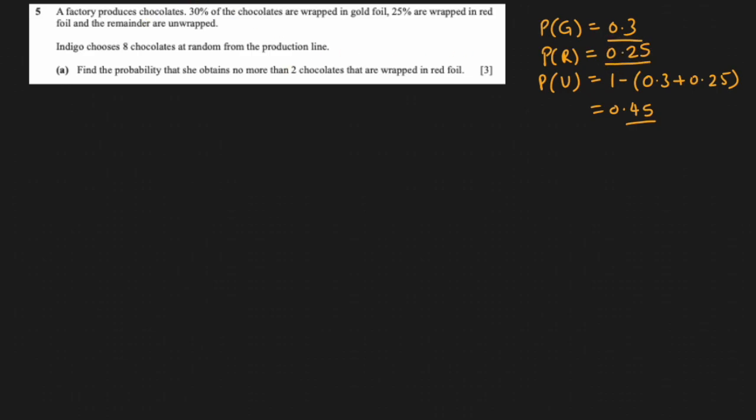Indigo chooses 8 chocolates at random from the production line. 8 chocolates at random, so a fixed number of chocolates. Find the probability that she obtains no more than 2 chocolates wrapped in red foil. No more than 2 means either 0 or 1 or 2, but not more than that. That means these are the 3 options.